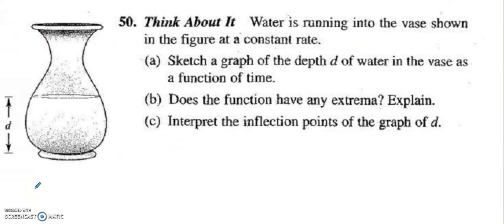Last one, I want you to try this on your own again. So water's running into this vase as shown. I want you to sketch a graph of the depth of the water in the vase as a function of time. So you're assuming that water is being poured in there at a constant rate. So the water filling it is a constant rate, but the depth of the water is going to change over time because of the shape of the vase. So I want you to try to draw a sketch of that, so try to visualize that, and then answer the questions, does the function have any extrema, explain, and then interpret the inflection points of the graph. Pause the video, do that, unpause when you're ready to check.